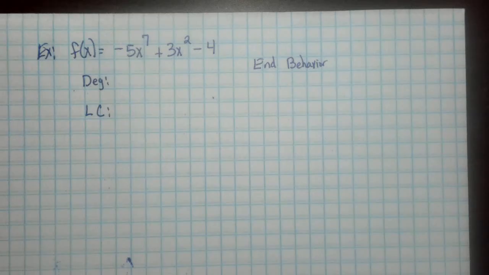F of x equals negative 5x to the 7th plus 3x squared minus 4. I want you to figure out the degree, the leading coefficient, and the end behavior.